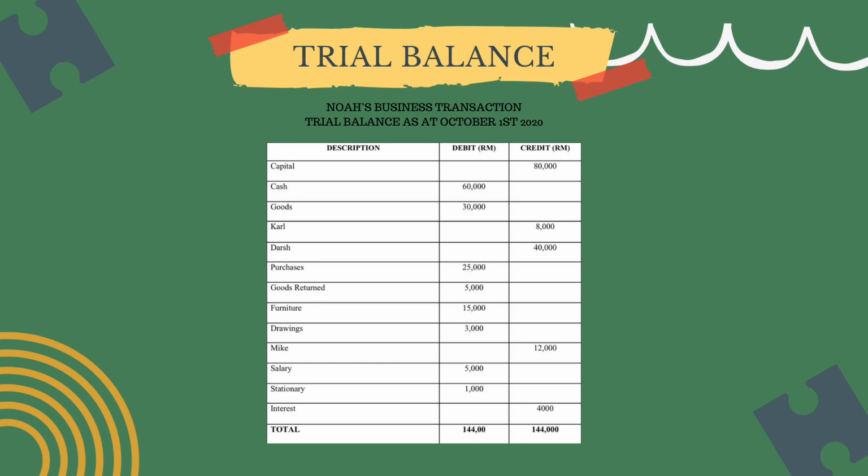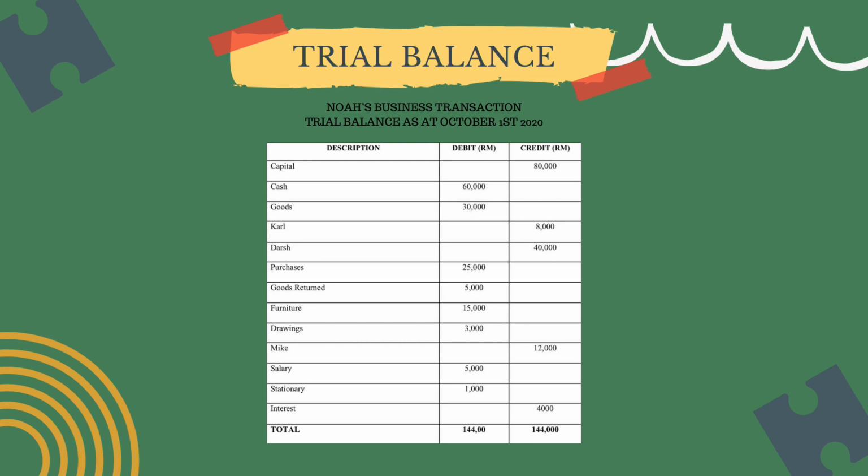Trial balance, Noah's business transaction, trial balance as at October 1st, 2020. For capital, it is 80,000 ringgit on credit. For cash, it's 60,000 ringgit on debit. For goods, it's 30,000 ringgit on debit. For car, it is 8,000 ringgit on credit. For debtors, it's 40,000 ringgit on credit. Purchases at 25,000 ringgit at debit. For goods returns, it is 5,000 ringgit at debit.